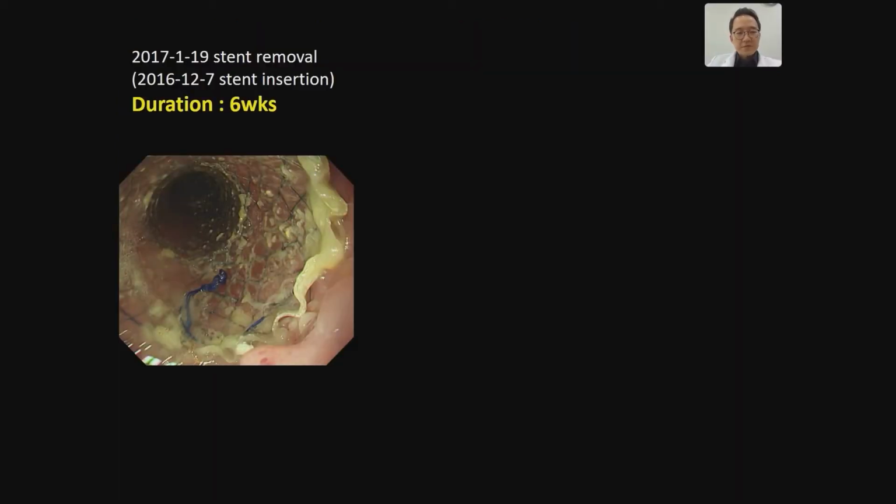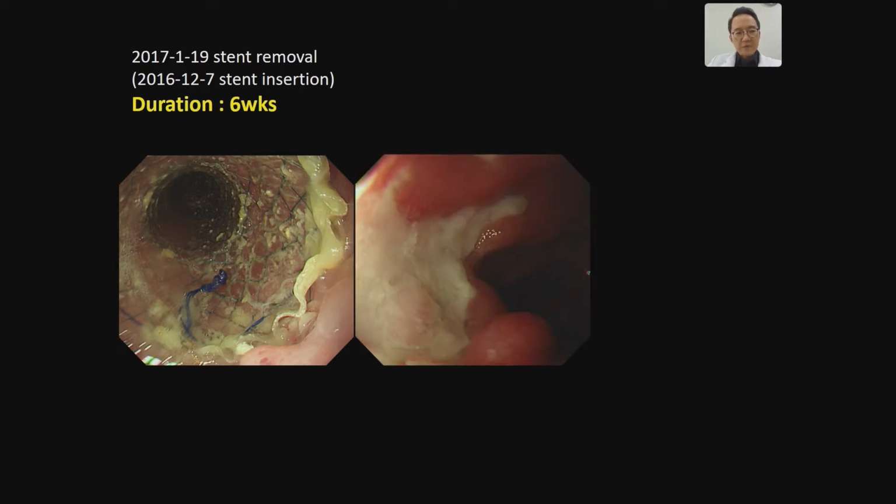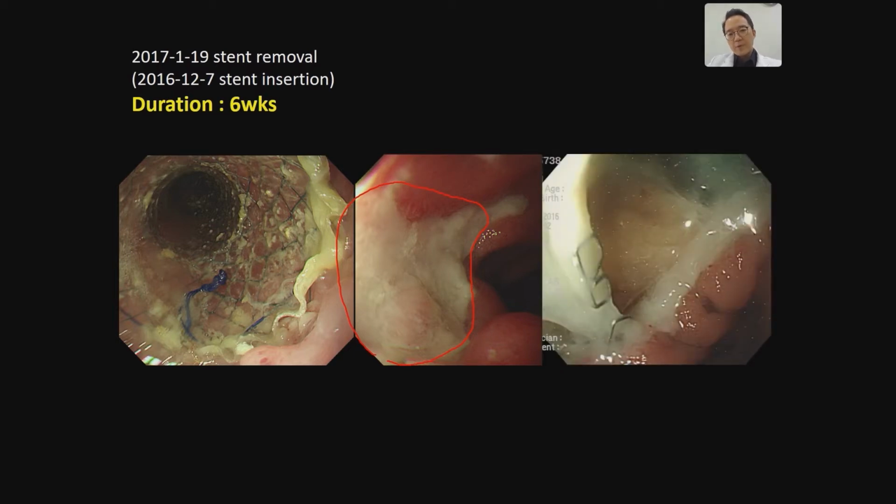After 6 weeks, I decided to remove the stent. This picture shows before removing the stent. After removing the stent, you can see very well healing ulceration in the previous leakage site here. So you can compare the big difference between before and after the stent removal.